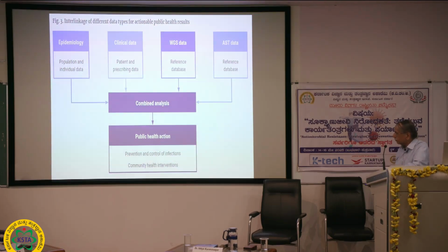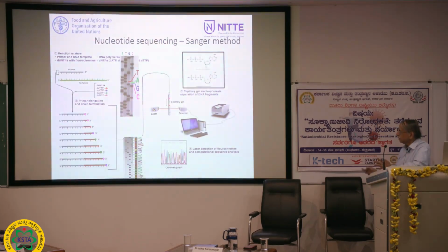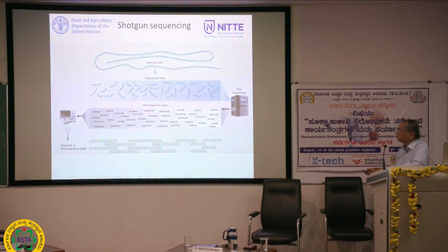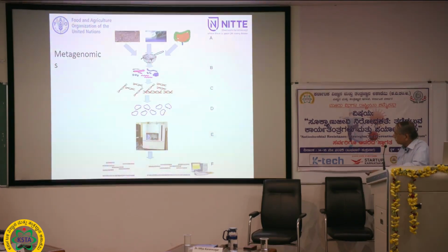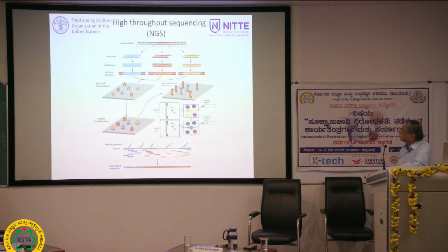These are just simple examples of nucleotide sequencing. The Sanger method, of course, is all automated now, so you can get these sequences quickly. Then you may also have shotgun sequencing, where you fragment the DNA and then generate the sequence information, and then you may have NGS, where again you are breaking down the DNA, adding adapters and then sequencing them. Different sequencing platforms are available, so different labs may use different platforms.